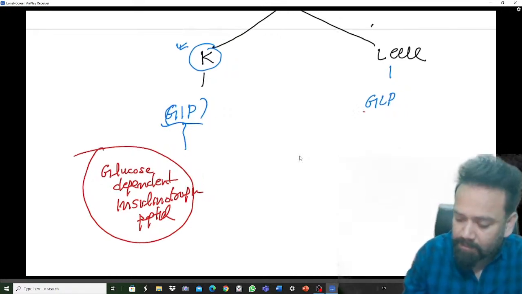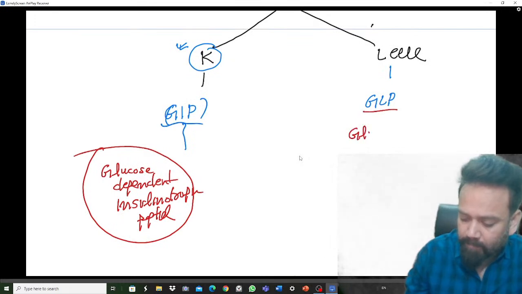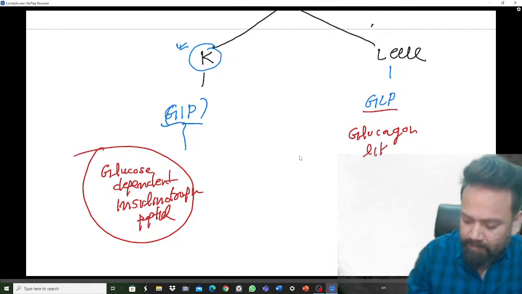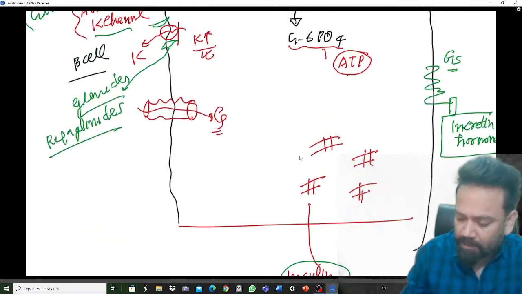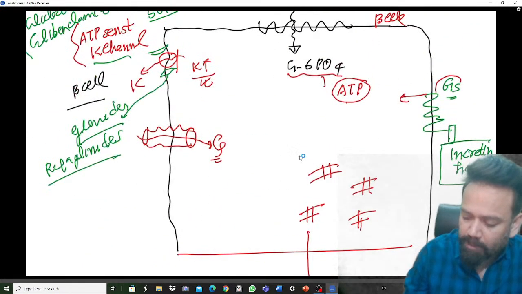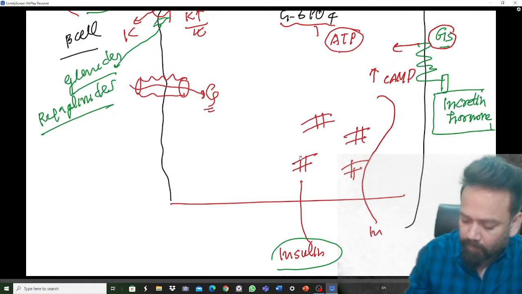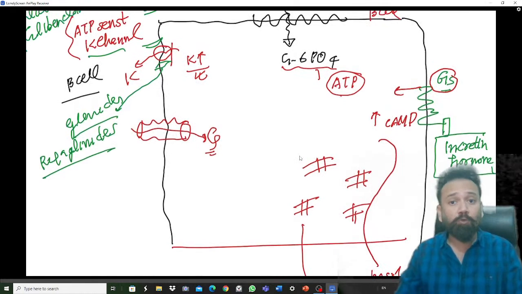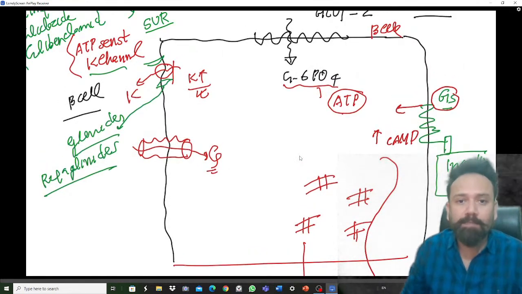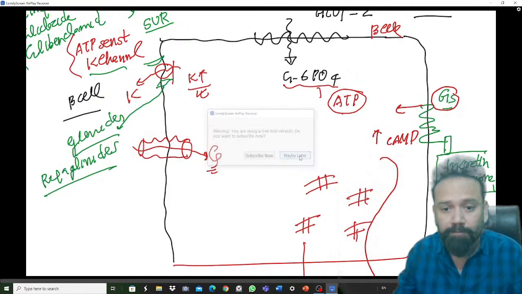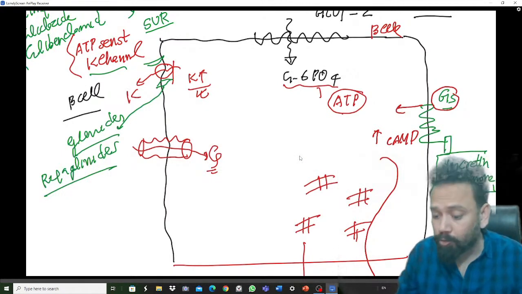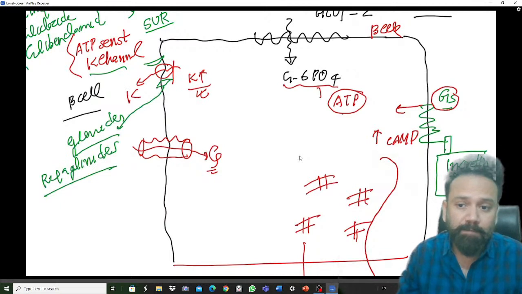Okay, and the second is glucagon-like peptide. This is more potent. It is called glucagon-like peptide hormone. Both are acting on this beta cell, doctors, and they are G stimulatory, so that will increase cyclic AMP and that will release the insulin. So don't say that release of insulin is by only one mechanism. No, there are multiple mechanisms, and that is the key to understanding all those drugs which act on the beta cell.